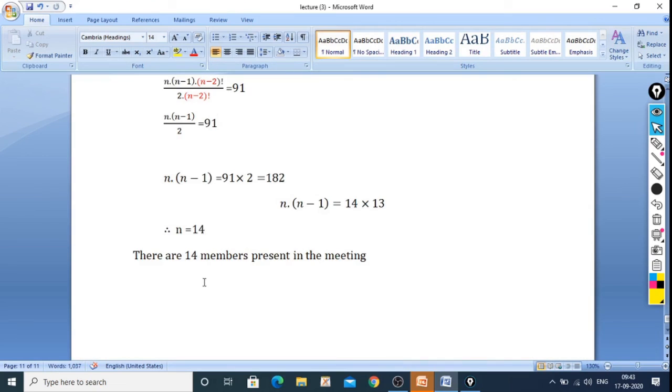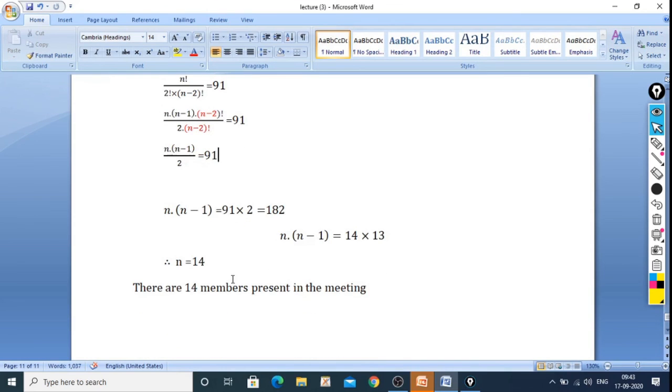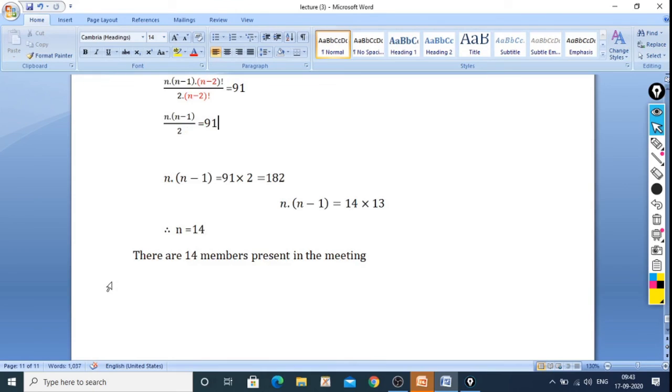So in this way we can use the formula of combination and solve different types of examples. These concepts of permutations and combinations we will require in solving probability. So in the next lecture we will go towards probability.